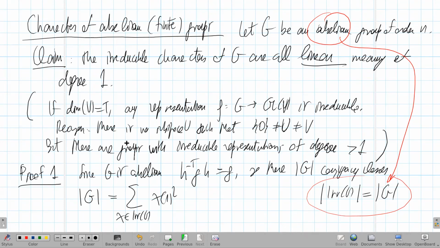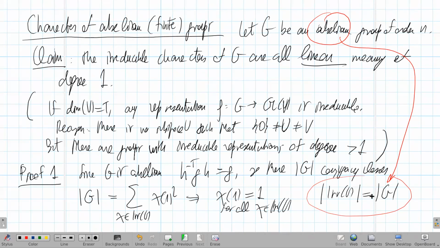Since this is abelian, every singleton is a conjugacy class. So the number of conjugacy classes equals the order of G. So we have a sum of positive numbers, because these are dimensions, which gives you the order of G, but the number of summands equals the order of G. There is only one possibility for this to happen. You have the sum of order of G positive numbers whose sum is the order of G. The only possibility is that chi(1) equals 1 for all chi in G-hat, because as soon as one of these is larger than 1, you get a number that is larger than the order of G.